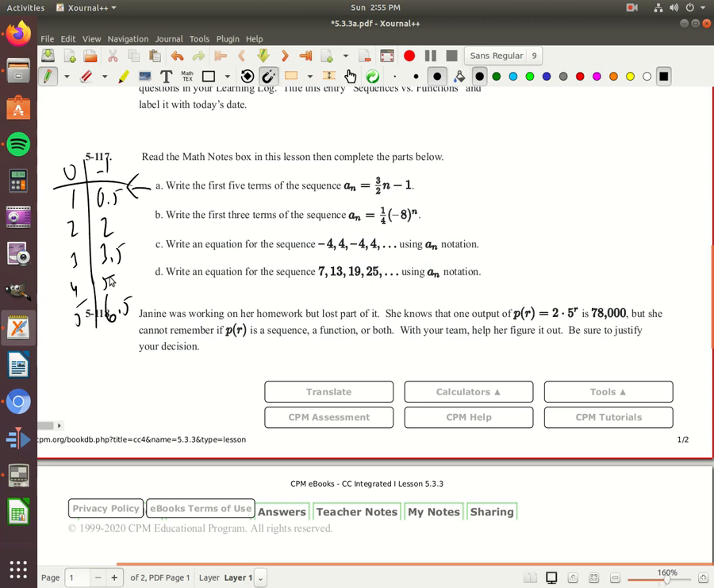If you're not sure, feel free to plug in like 4. If I plug 4 into this equation, I get 6 minus 1, which is 5. So that works out well.